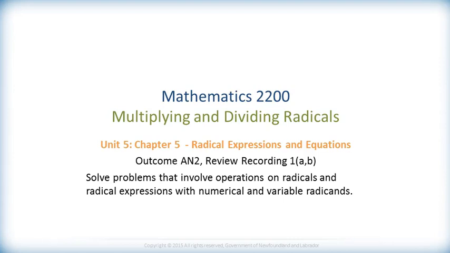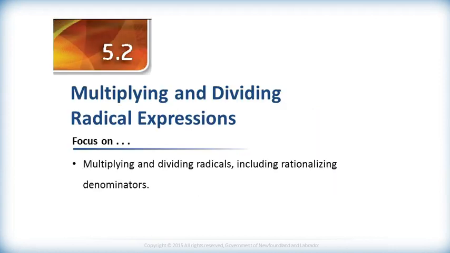Welcome to Review Recording 1A and B to accompany instructional recordings 1A and 1B for Section 5.2 of Unit 5, Chapter 5 of Mathematics 2200. Here we do some examples on multiplying and dividing radicals, including rationalizing denominators.